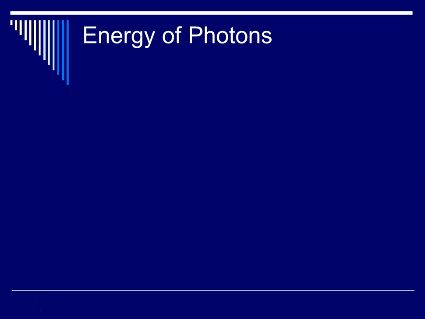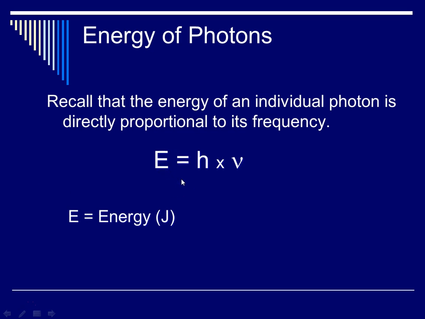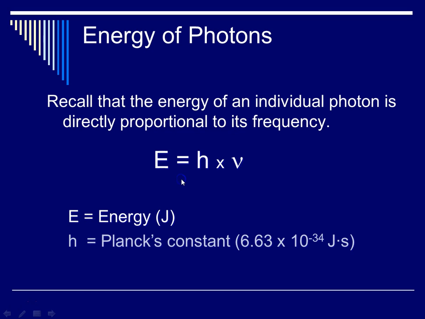And recall also that the energy of photons is expressed by an equation. And again, the energy of an individual photon is directly proportional to its frequency. According to the equation, E is equal to h times nu, where E is the energy expressed in joules. H is Planck's constant, named after Max Planck. And that constant is another funny number, 6.63 times 10 to the negative 34th joules times seconds. And nu, frequency, is expressed in hertz or inverse seconds.